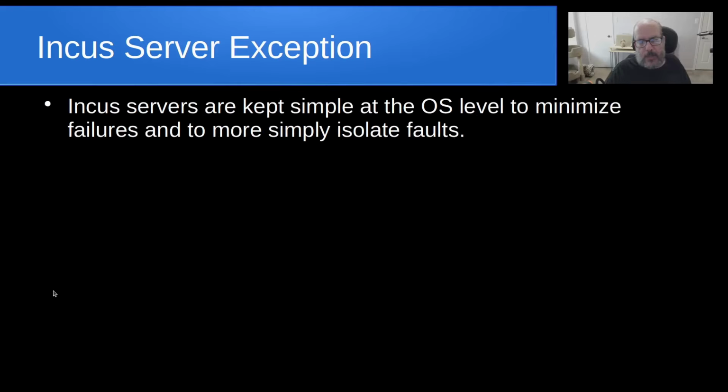In a software program, an exception is an event that interrupts the normal execution flow of a program. So Incus servers are kept simple at the OS level to minimize failures and to more simply isolate faults. And that's not true just of Incus servers. In fact, I remember back when I used to run Windows servers when I was working, we found that they ran much better when they were purposed to run a particular single application. For example, we might have a Windows server that was designed specifically to run IIS.